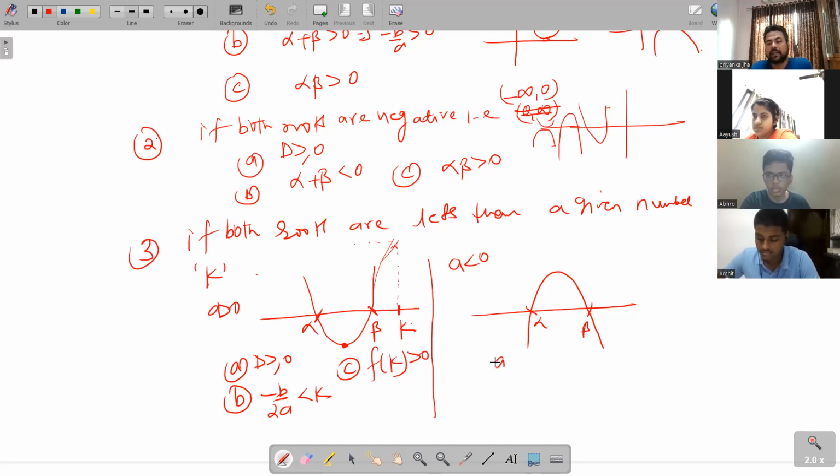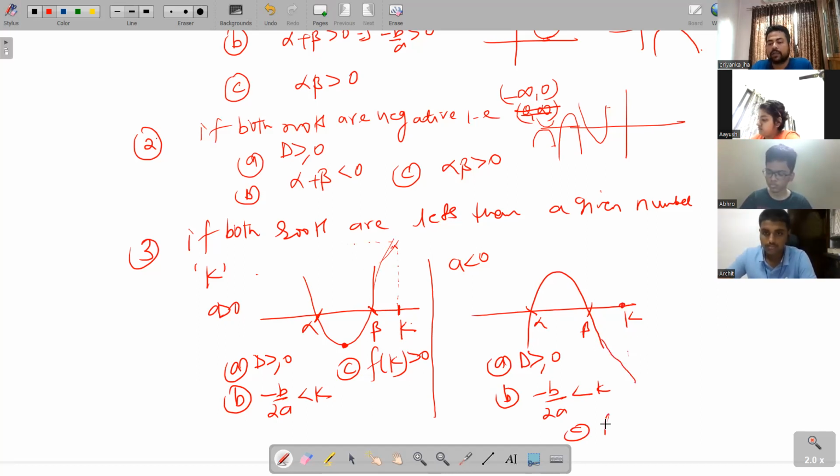In the first case, the discriminant has to be greater than or equal to 0. In the second case, of course, the vertex has to be less than k because k will be here. But in this case, you can see that the graph lies below the x-axis at this point. So in this case, f(k) will be less than 0. Understood?